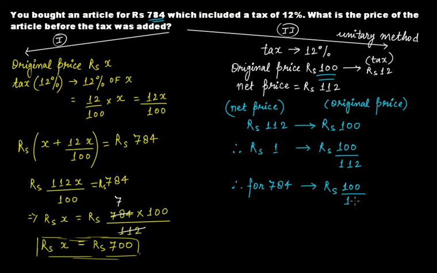you get rupees 100 by 112 multiplied by 784, exactly like this one. So if you solve it, you get 7 here, and you get rupees 700. So this is the amount that doesn't include this tax amount of rupees 12 that is being charged at 12%. So rupees 700 is the original price of this article.